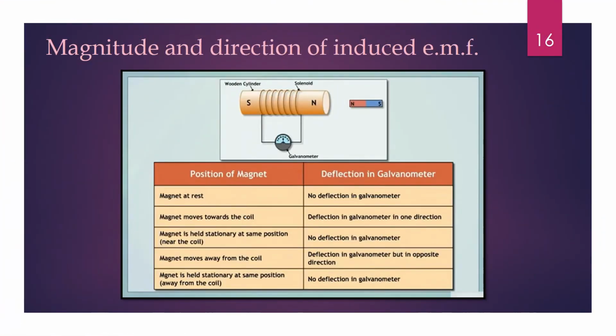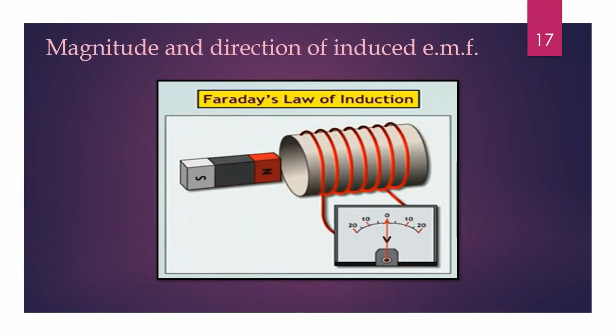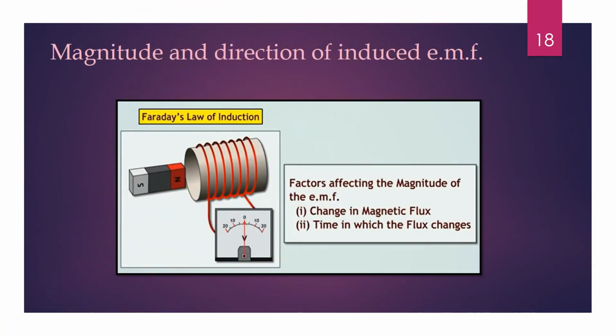Based on these experiments, Faraday formulated two laws of electromagnetic induction. First law: whenever there is a change in magnetic flux linked with the coil, an electromotive force is induced. The magnitude of the induced EMF is directly proportional to the rate of change of magnetic flux linked with the coil.